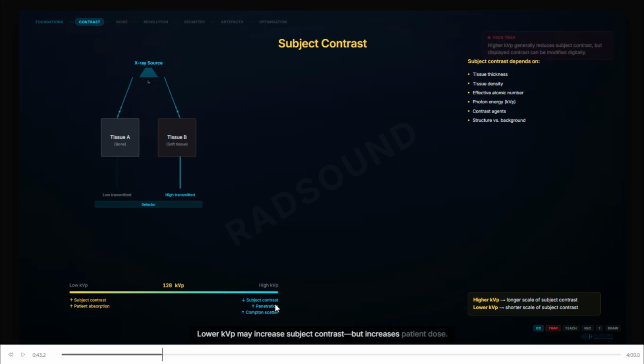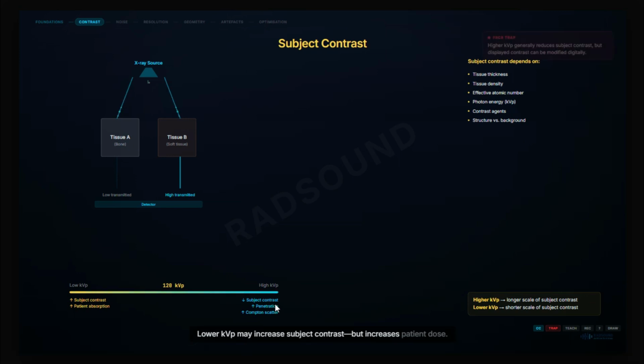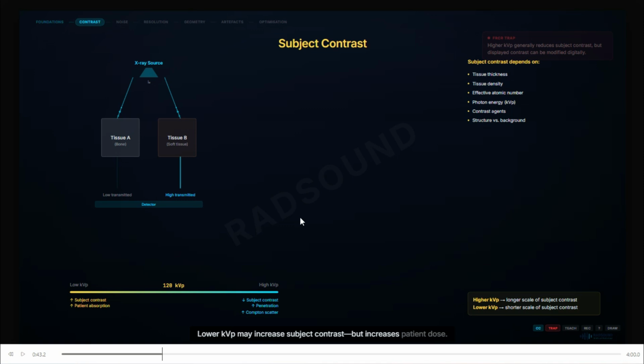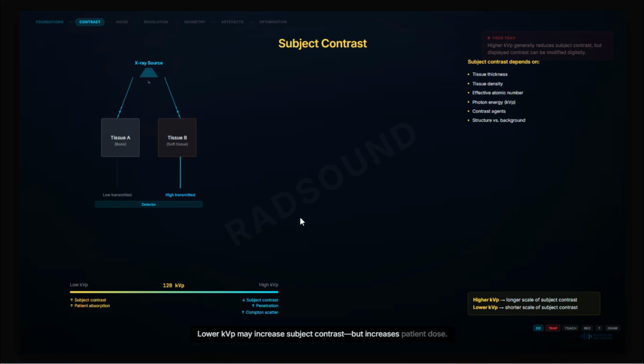So increasing kVp will increase the quality of the beam. The intensity of the beam will become very high, but at the same time, the main trade-off here is that subject contrast will go down. If you increase the kVp, the subject contrast is going to drop, despite us increasing the intensity of the photons passing through the tissue. In addition, increasing kVp will increase patient dose. So increasing kVp will decrease subject contrast and increase patient dose at the same time.